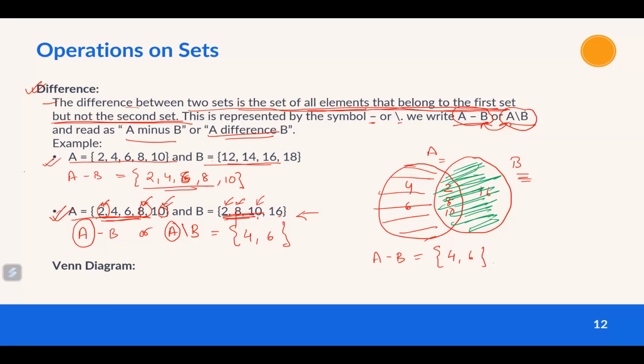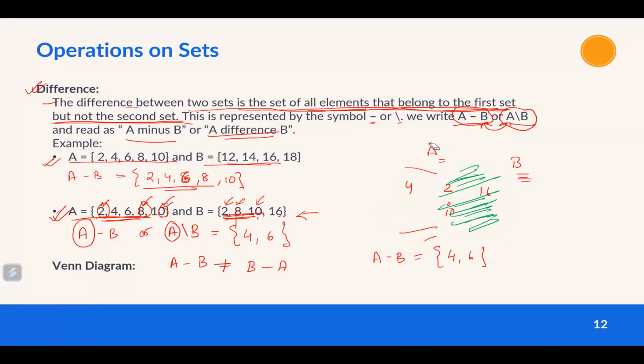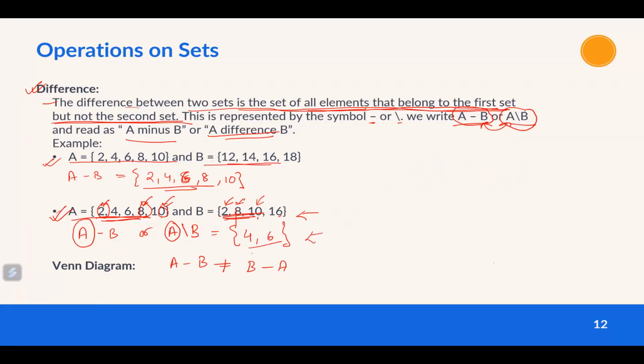Okay. Now one thing to note here is A difference B is not the same as B difference A, or A minus B is not the same as B minus A. Let us see how this is the case. So we will erase this to get some more space. When we did A minus B, we get this set 4 comma 6. Now we will do in this example B minus A.